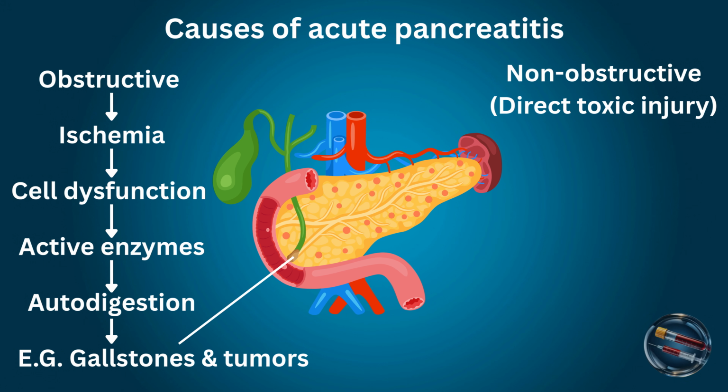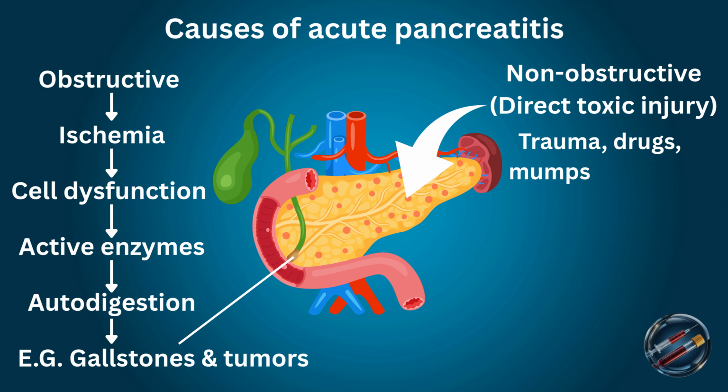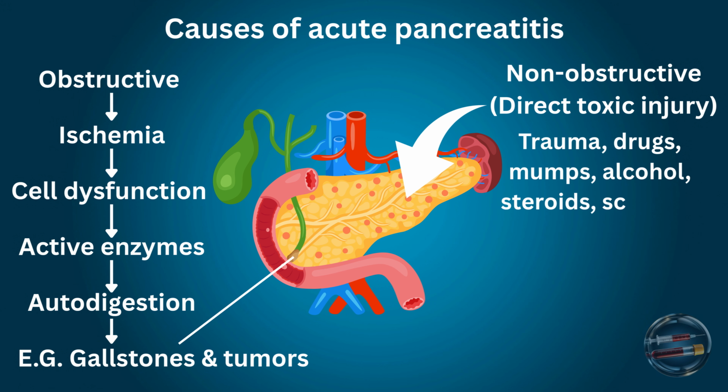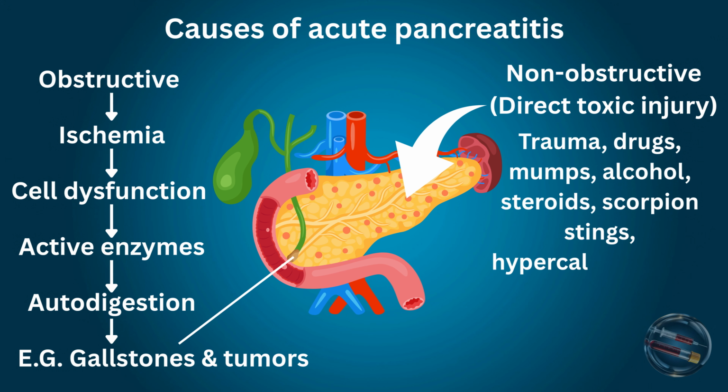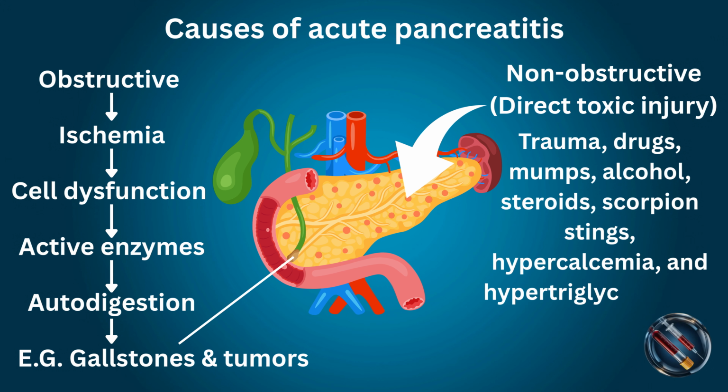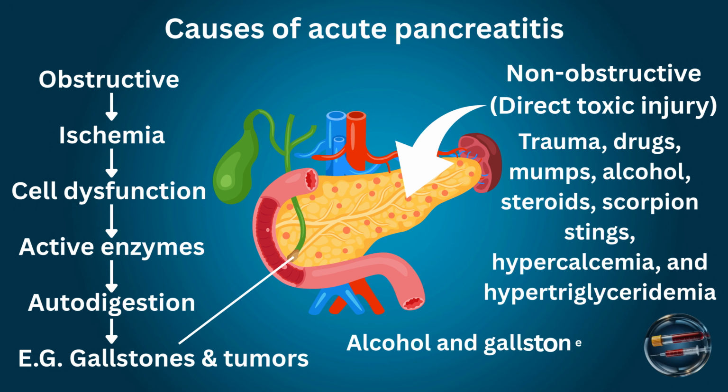The non-obstructive group involves causes with direct toxic injury to the pancreatic cells, causing them to release pancreatic enzymes and activating them. Examples include direct trauma to the pancreas, certain drugs such as sulfa drugs, reverse transcriptase inhibitors, and protease inhibitors. Infections like mumps, alcohol, steroids, scorpion stings, hypercalcemia, and hypertriglyceridemia. In fact, the most common causes of acute pancreatitis are alcohol and gallstones, which together account for 80% of cases.